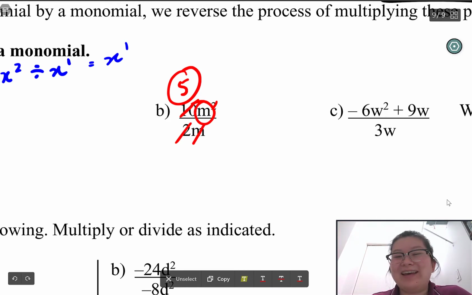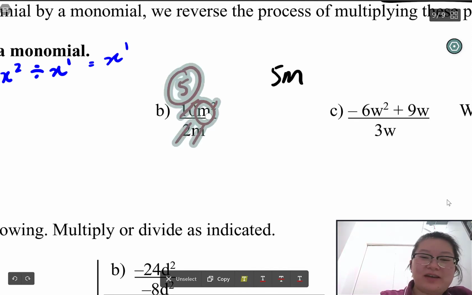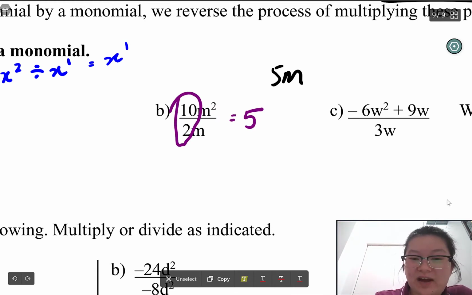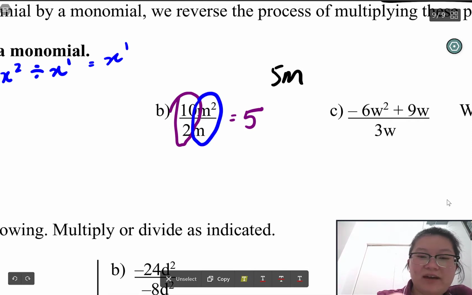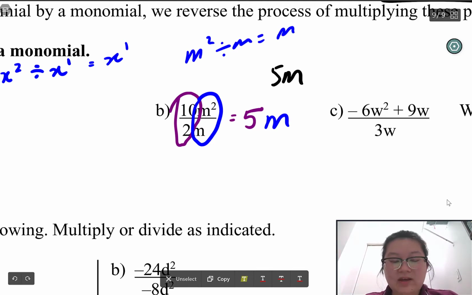Sorry, I will write the answer, but then I will do this more step by step, okay? So again, my numbers divided by my numbers, 10 divided by 2 is going to give me 5. And then my m squared divided by my m is going to give me m to the power 1, or just m, okay?